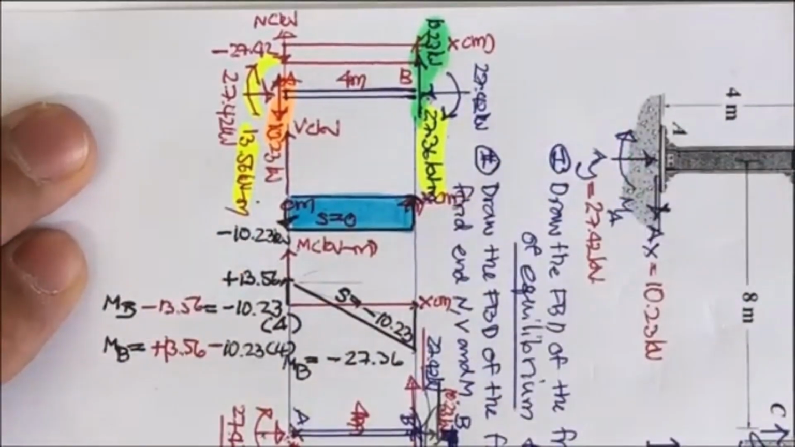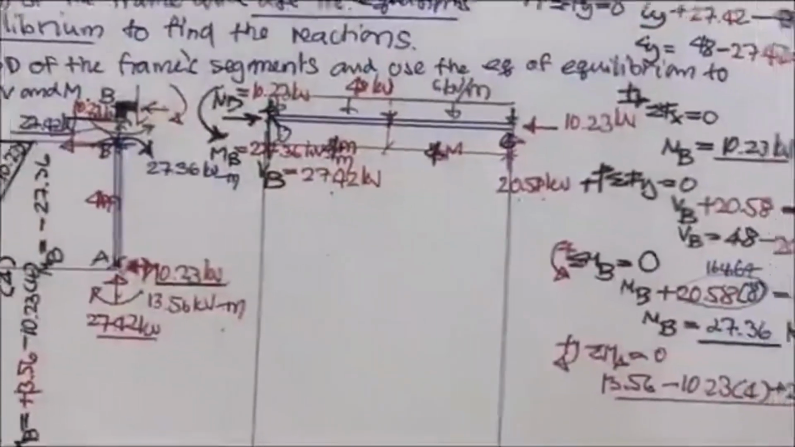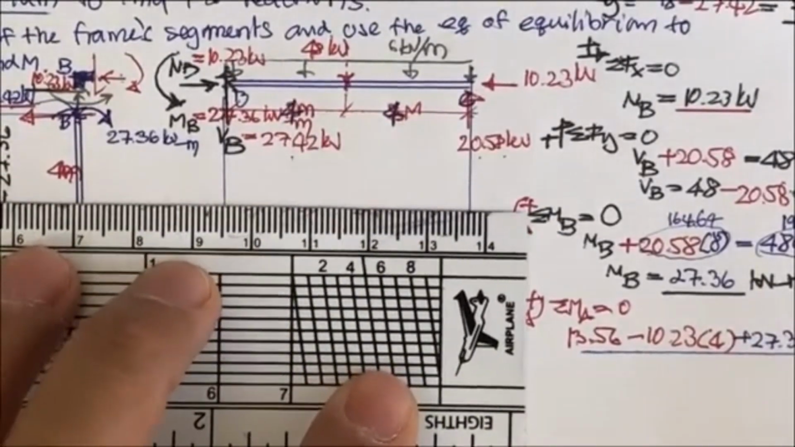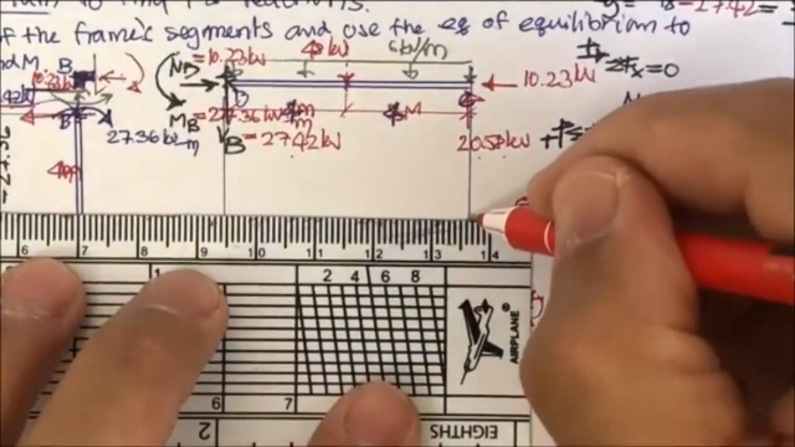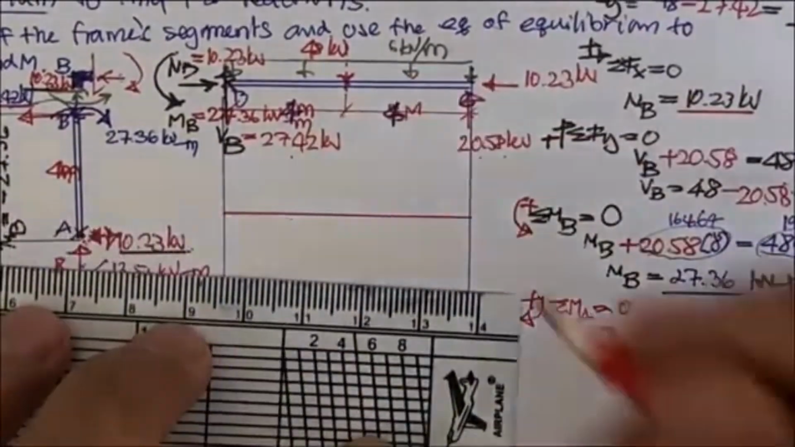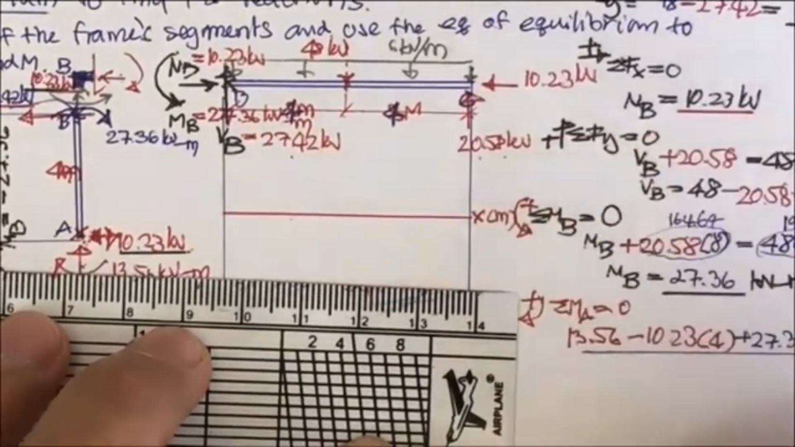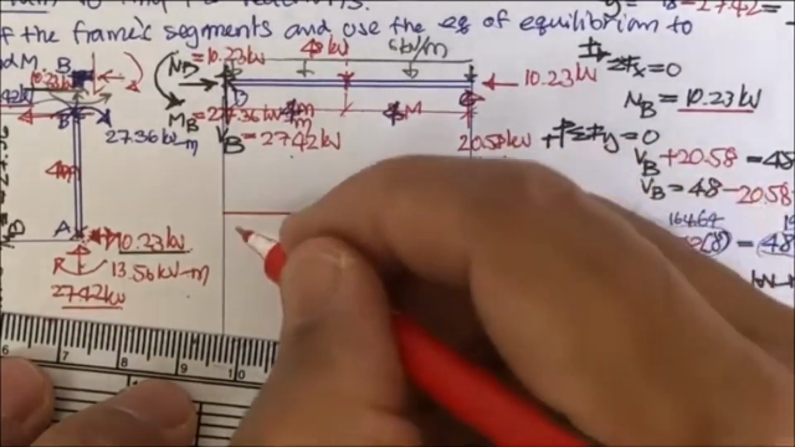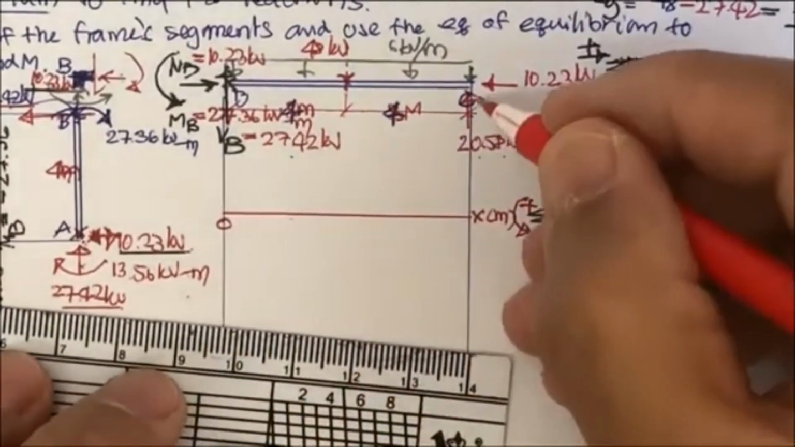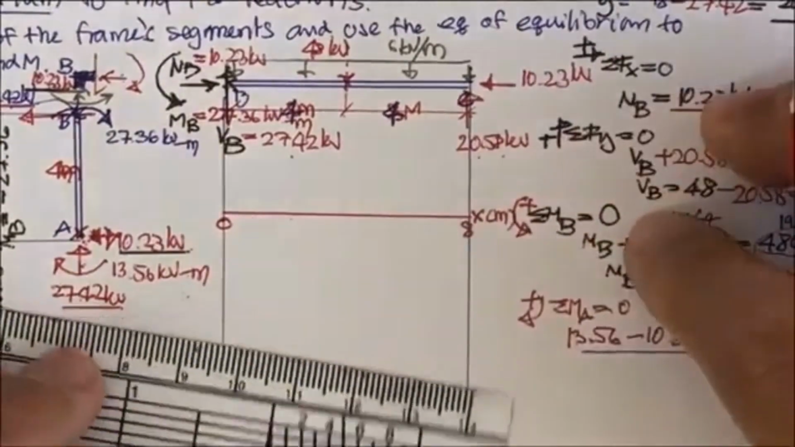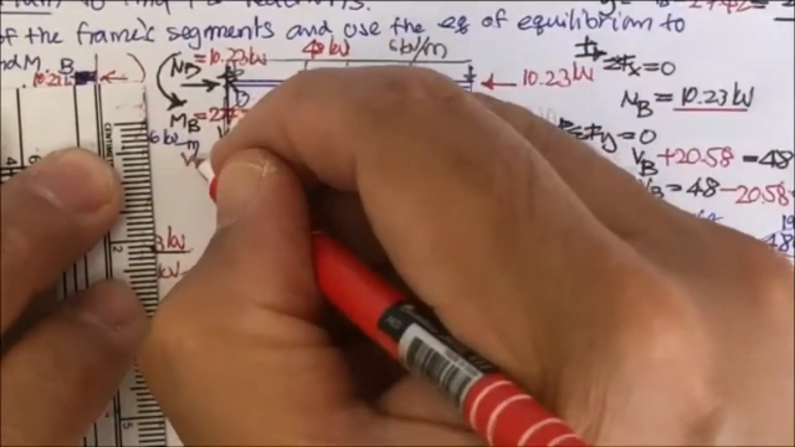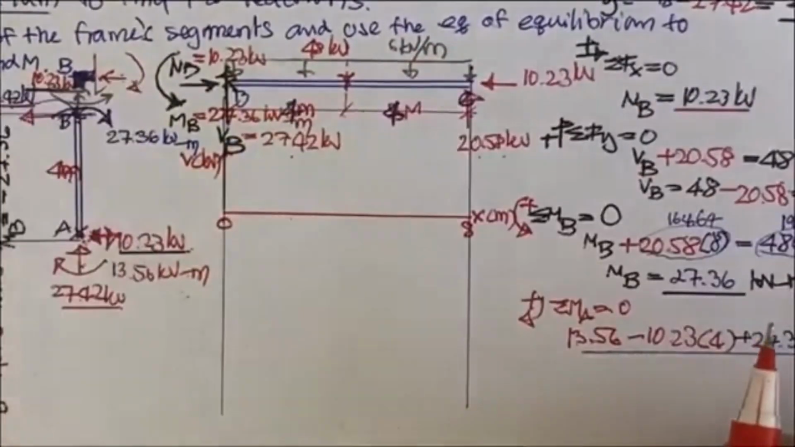Next we have the shear and moment diagram of the beam. Again, we set this one as the x in meter, and you may see this is going to be 0 meter, and this is going to be 8 meter, and the axis here is going to be V in kilonewton.